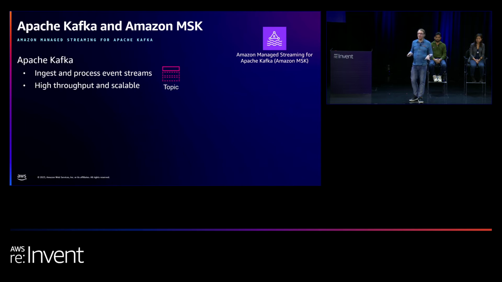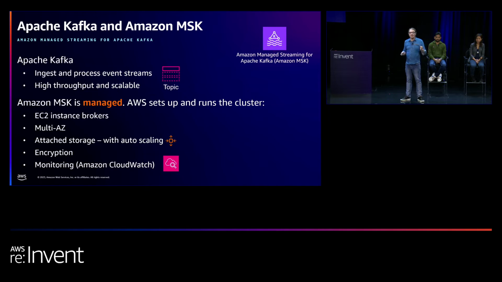As I said, Kafka is an event streaming system, highly scalable, high throughput. So what does Managed Kafka, or Managed Streaming for Kafka, MSK, mean? Managed Kafka is a way you can run Kafka on AWS, and AWS takes care of setting up the cluster for you. You don't have to worry about setting up the servers. You tell it what server you want, it takes care of that. You tell it you want encryption, it takes care of that. You tell it you want shared storage, it takes care of that. So it's managed. That's what managed means.